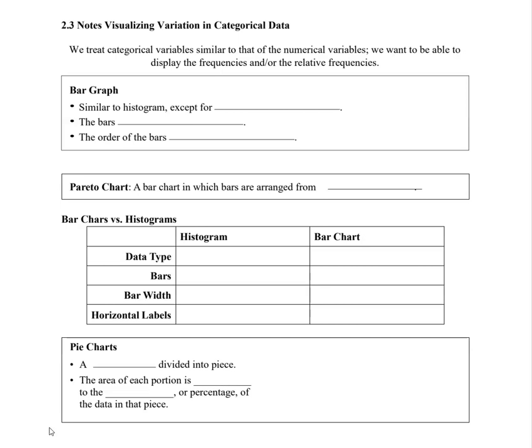So we're going to start off by talking about a bar graph. One way we display categorical data is using a bar graph. It's similar to a histogram, except it's obviously for categorical data. Whereas histograms are always used with numerical data, categorical data is when we would use a bar graph. The bars do not touch as they do with a histogram. Remember with a histogram, the bins are right next to each other, literally.